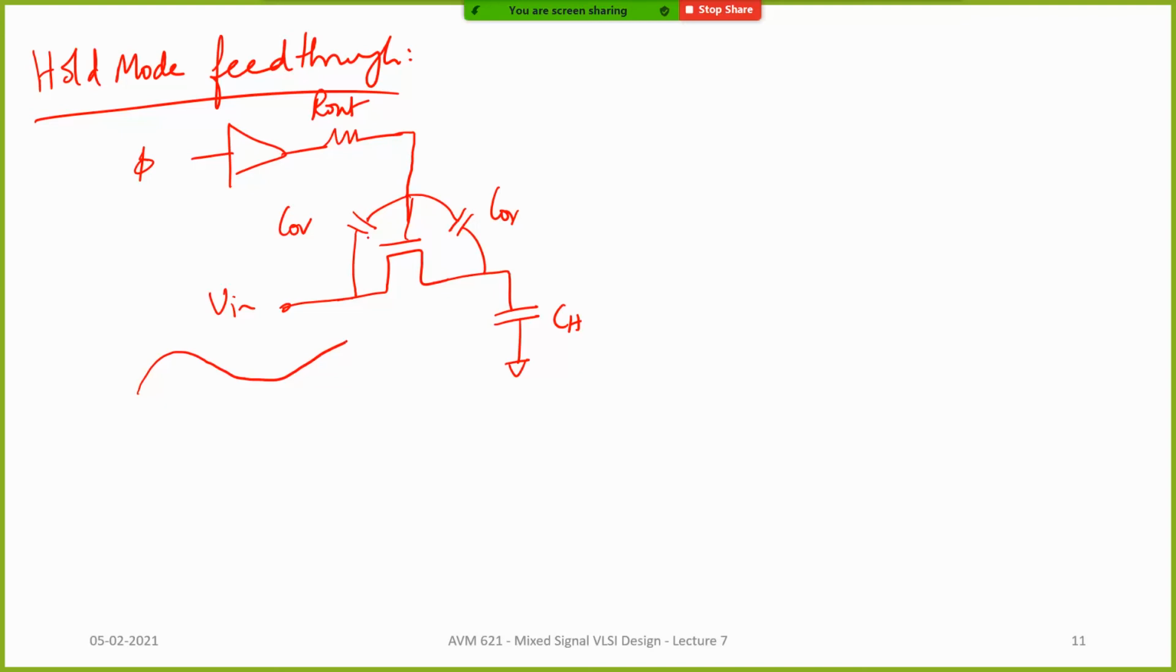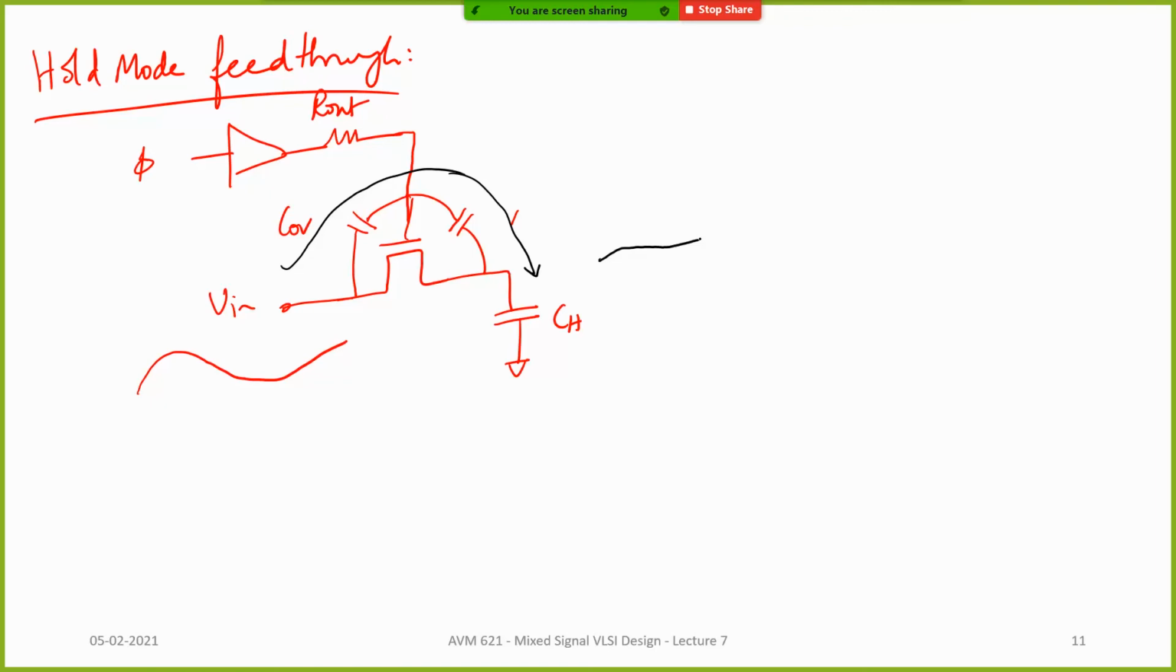But then if you didn't have these overlap capacitances, what will happen? The switch will work very well. The switch will have perfect isolation, right? But now because of these capacitances, depending on the frequency of your input signal, right? Higher the frequency, you will have more feed through. The lower the frequency, less feed through. So this kind of effect will basically be there. Okay? So you will probably see some small changes in the output voltage, and this is what is called as hold mode feed through. Okay?